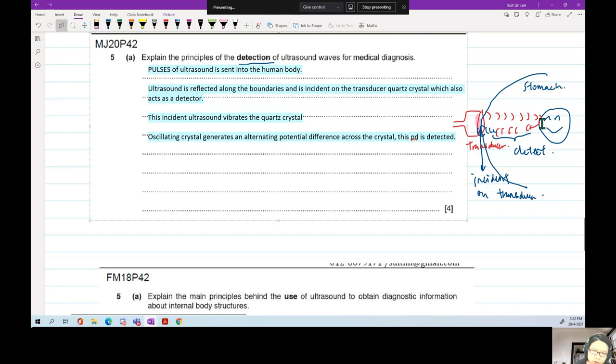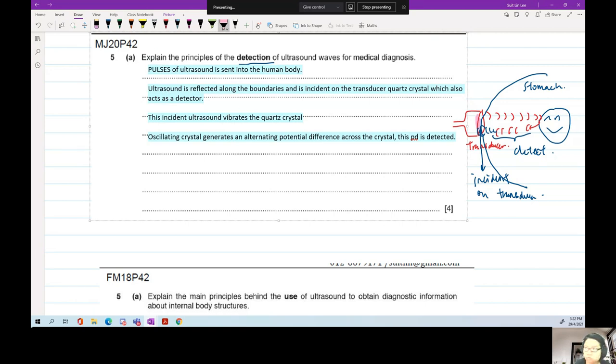So the whole idea is that the ultrasound will touch the crystal and make the crystal vibrate, because ultrasound is still vibration. When the crystal vibrates, it makes a potential difference. We detect that potential difference. That's how we know there's ultrasound. If there's no ultrasound to vibrate the crystal, there's no potential difference to detect.